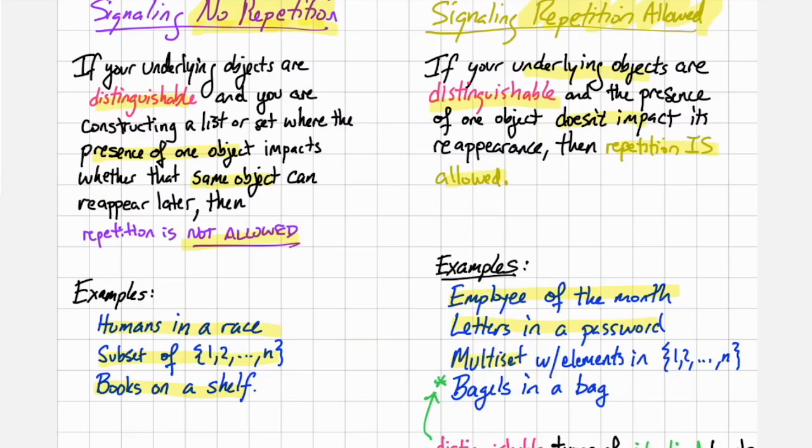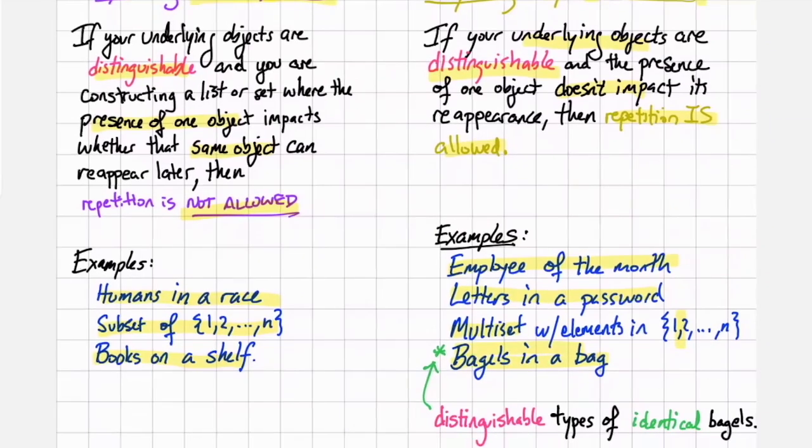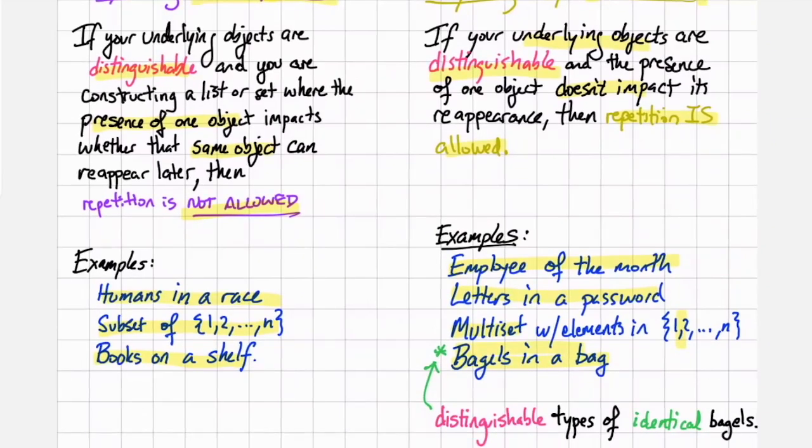Then there's our friend the multiset. The number 2 can appear 10 times in a multiset. Or bagels in a bag, right? So even though bagels themselves are identical, there are distinguishable types of bagels. It's also worth noting that in both of these cases, we're thinking about distinguishable objects or distinguishable types of objects. And there's a reason for that. If every underlying object looks the same, then making a list or a set or a multiset will also always look the same.